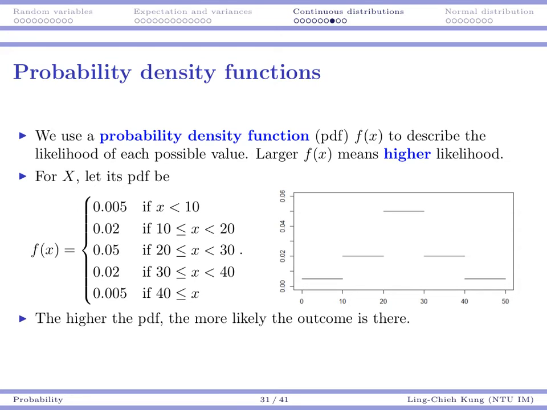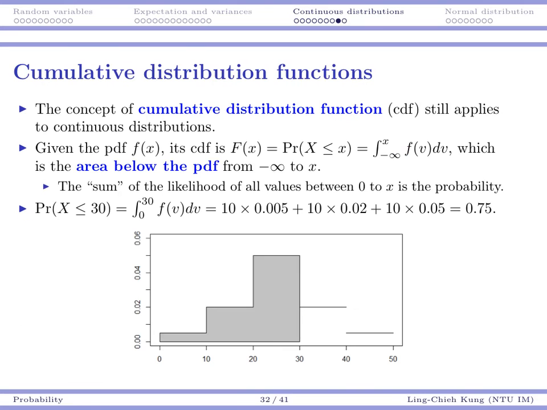Again, I'd like to emphasize that these values are likelihoods. If we really want to calculate probabilities, then we need to do some more things. But conceptually, the higher the PDF, the more likely the outcome is there. So basically, it's more likely for the temperature to be here, not so likely here, and very unlikely to be extreme values.